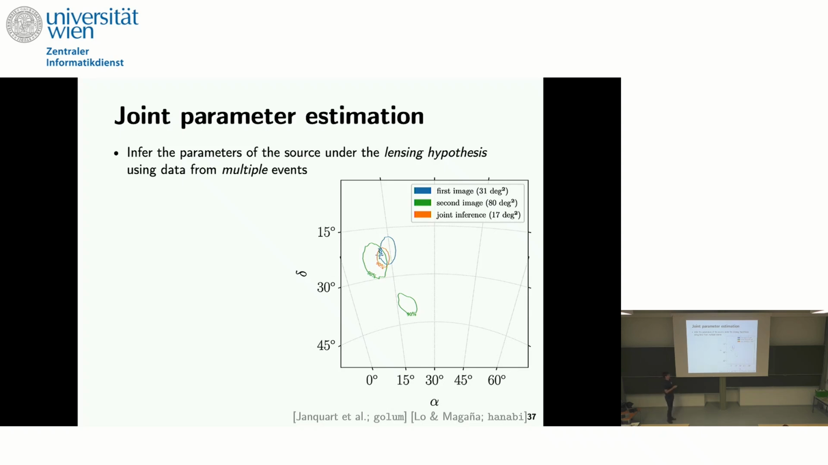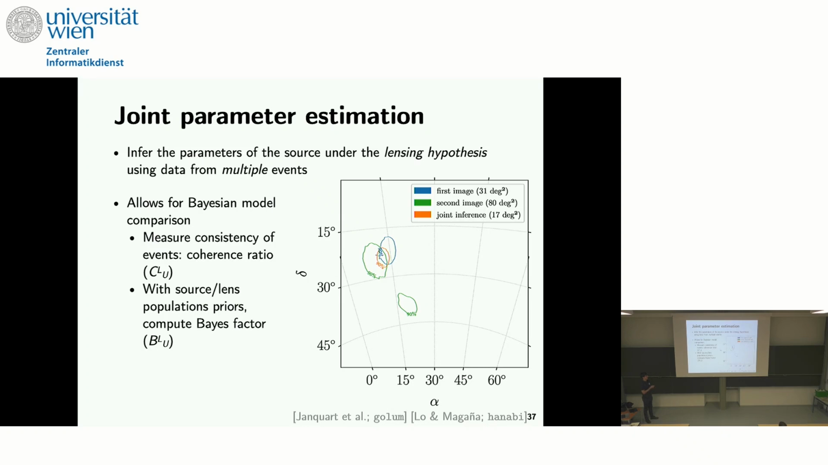So for example, if you think of a sky localization, and this is a plot from this paper here, from Rico, who is in the audience, you see, for example, you have one image which is localized within 31 square degrees. You have a second image. Sorry, the first one is the blue. The second one is the green, that is larger, 80 square degrees. And then you do the joint inference, and you get something like 17 square degrees. And that's because you have assumed that these two events come from the same sky location. So just from the fact that you have two events arriving at different times, effectively it is as if you had more detectors to measure the same signal.